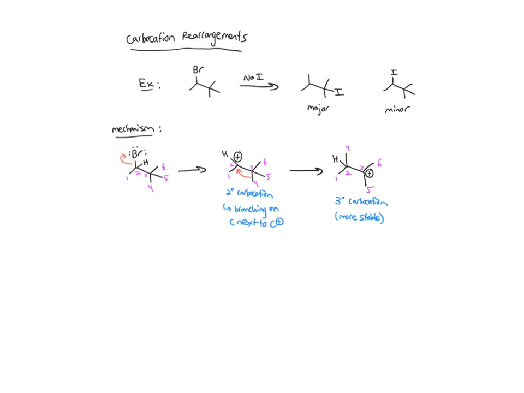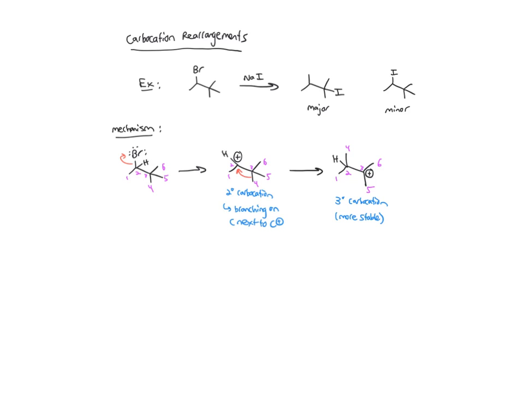This rearrangement could happen before the nucleophile would actually be able to come and attack. Because it's happening within the same molecule, it's going to happen a lot faster. And so we're going to see this rearrangement occurring and giving this carbocation before that iodine has a chance to attack. And that's why we see the major product does have that rearranged skeleton.